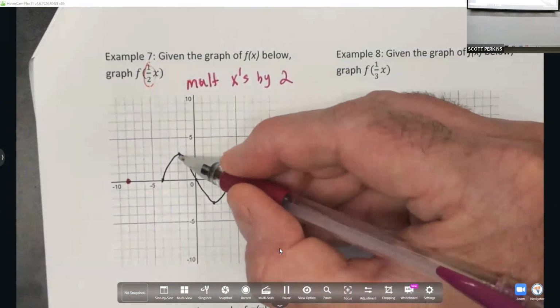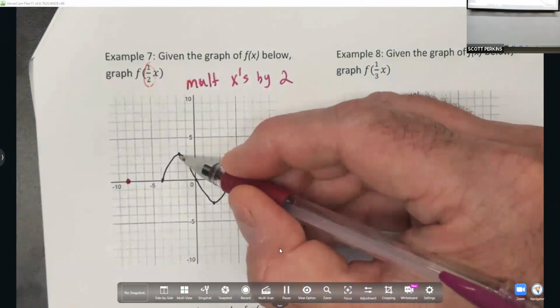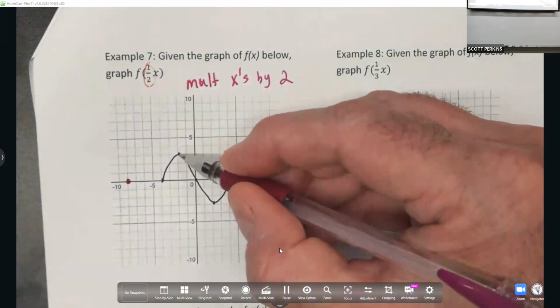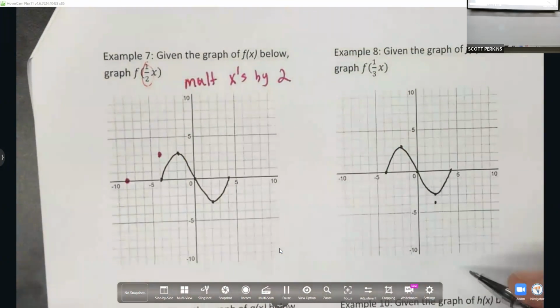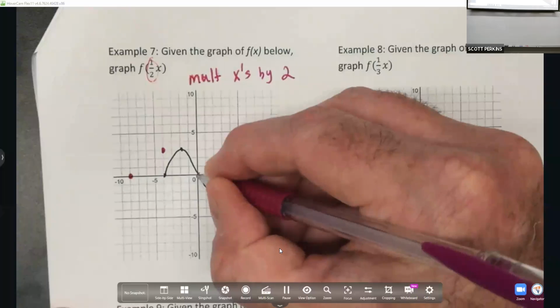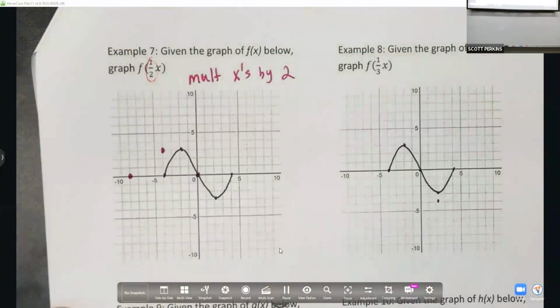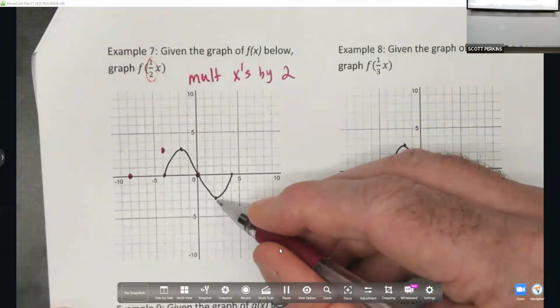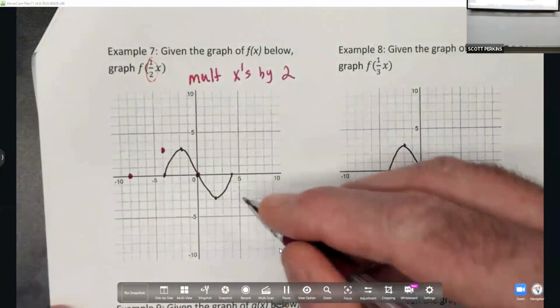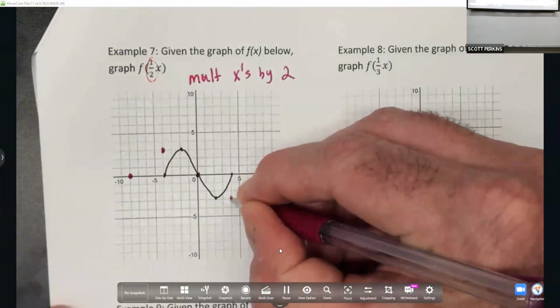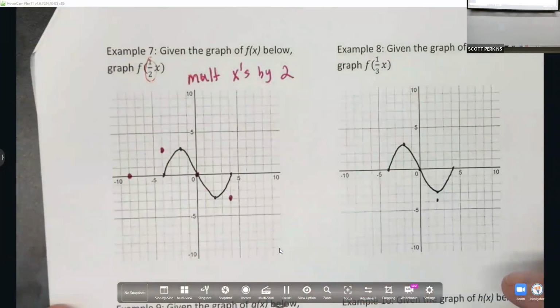This x value is -2. So when I multiply that by 2 over 1, it becomes -4. So the new x value is -4. The origin stays the origin because the x value is 0. This x value is +2. So when I multiply it by 2 over 1, it becomes 4. So the x value is 4. Notice we're not doing anything to the y values.